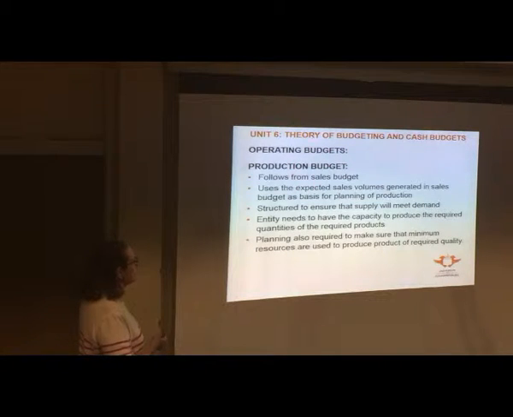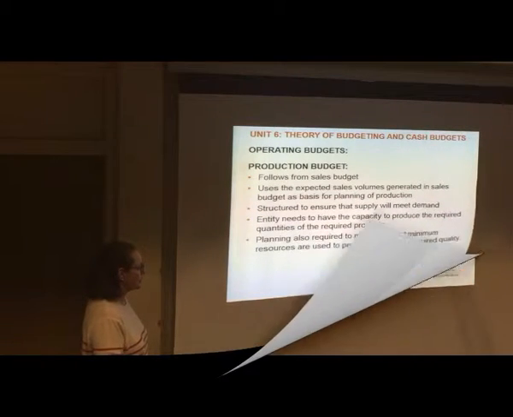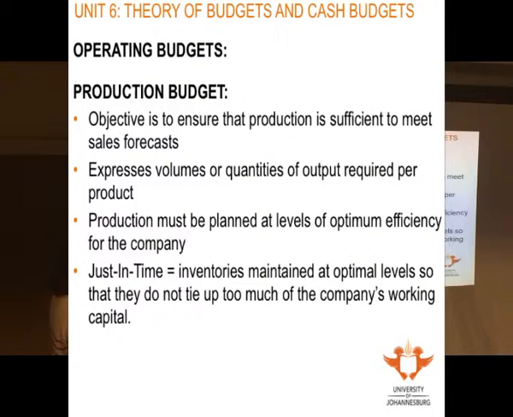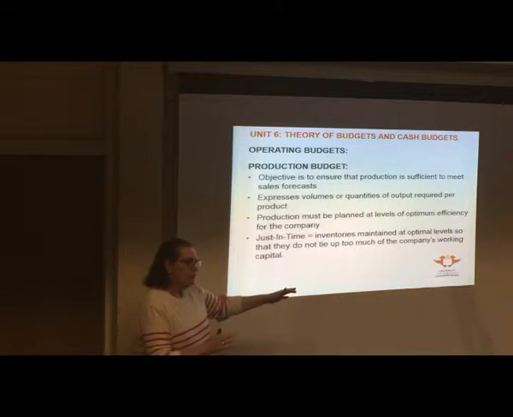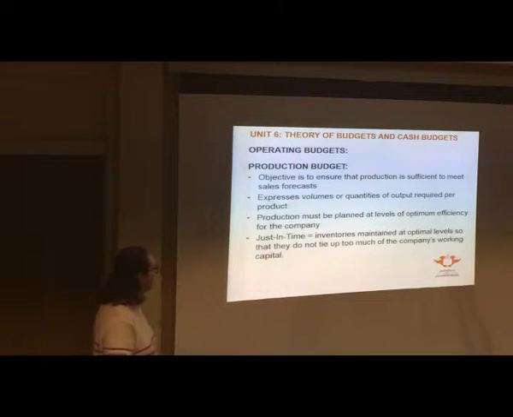So the production budget comes from the sales budget. It uses the expected sales volume to decide how much we need to produce. Okay, so we have to make sure that supply will meet demand. We haven't produced too few, but we also don't want to overproduce and not be able to sell them. Right, so we have to make sure that the minimum resources are used to produce the products. Right, we've spoken about just in time, and that happens when you make your inventory just in time to be able to sell it. Remember we spoke about it earlier in the year, right?